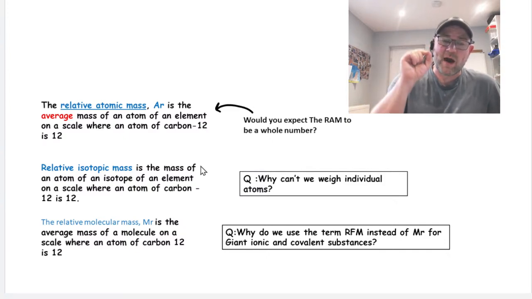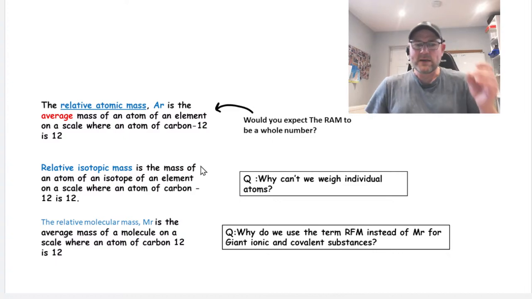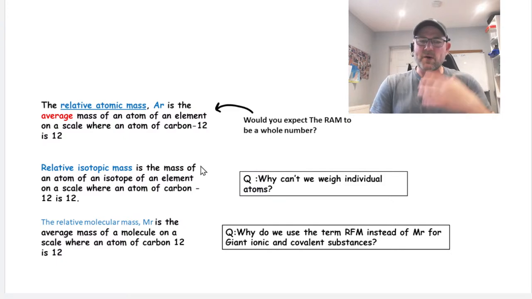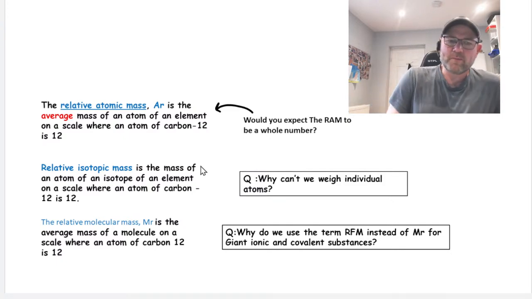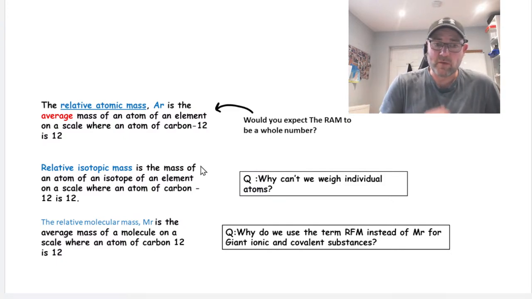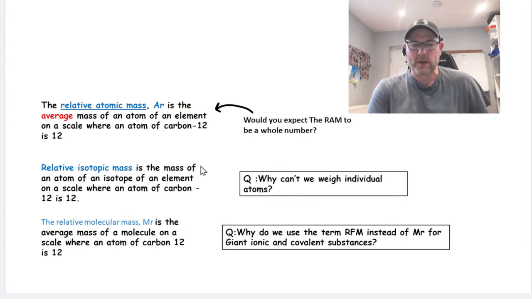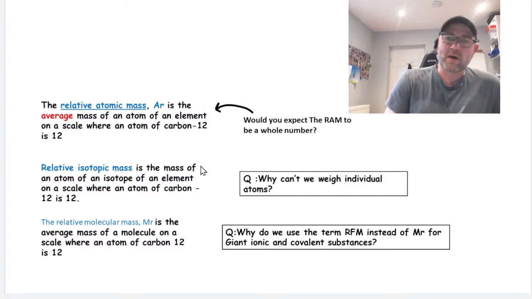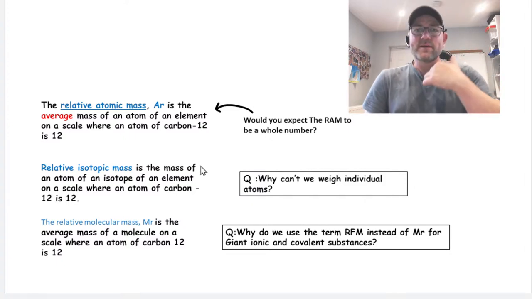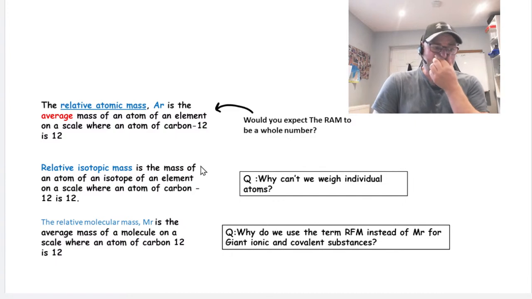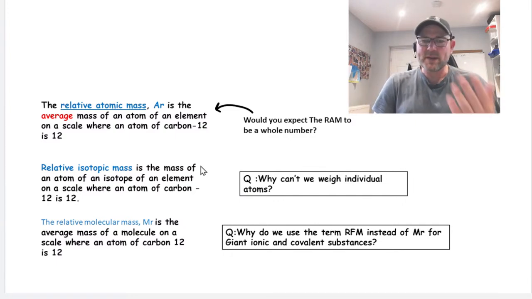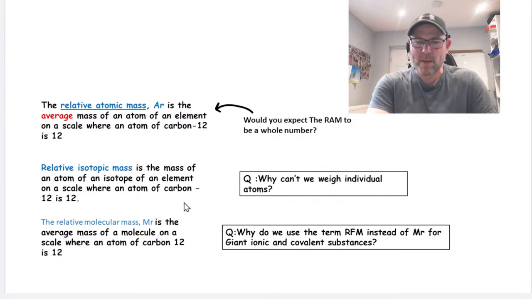The relative isotopic mass is the mass of an atom of an isotope. You could just say the mass of an isotope of an element on a scale where an atom of carbon 12 is 12. And the relative molecular mass is the average mass of a molecule on a scale where an atom of carbon 12 is given the unit 12. So that might be a bit freaky, but there's some weird definitions you have to remember.